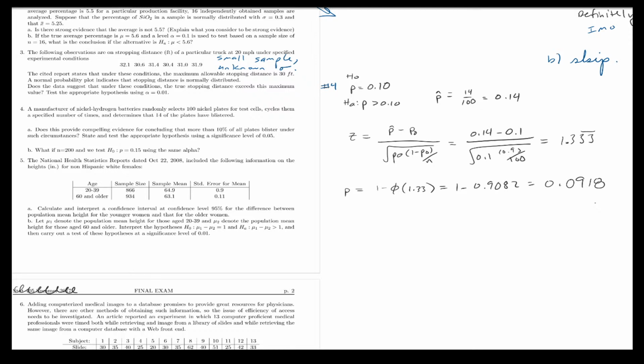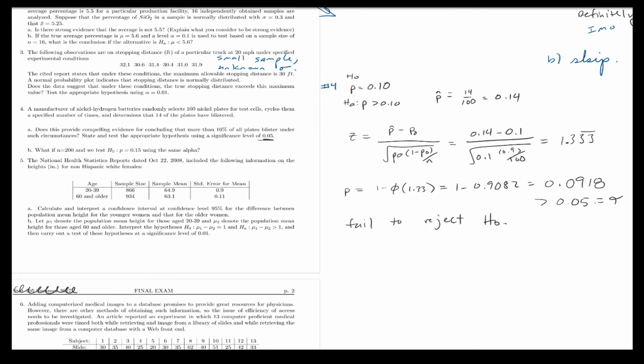So what are we testing at? We're testing at a significance level of 0.05. So this is greater than alpha, which is 0.05. So fail to reject the null. Fail to reject H0. This is not strong enough evidence based on this alpha.